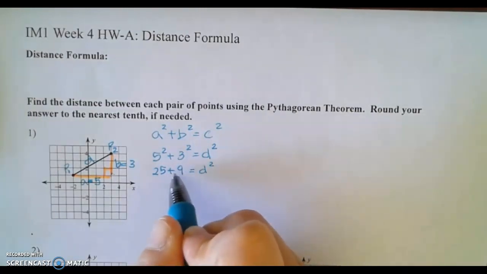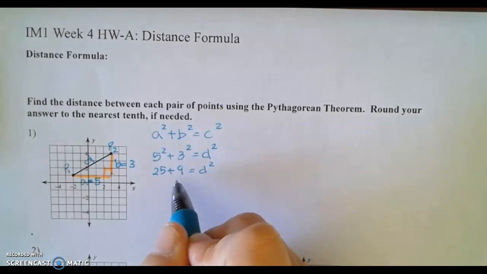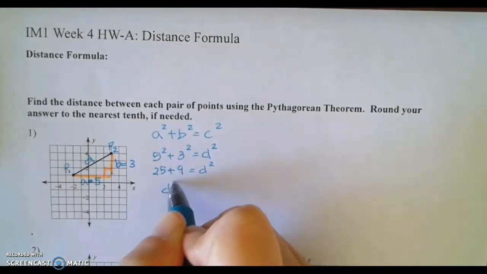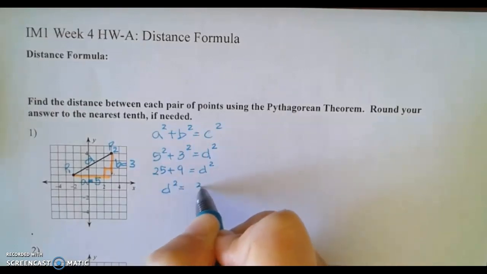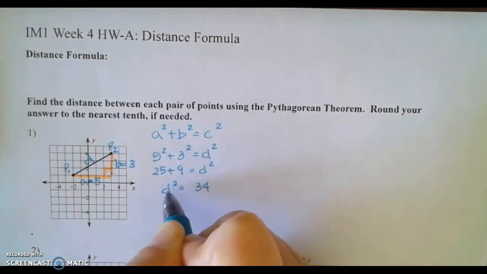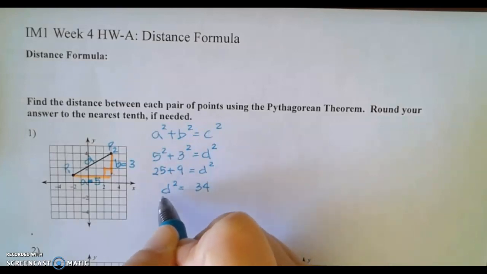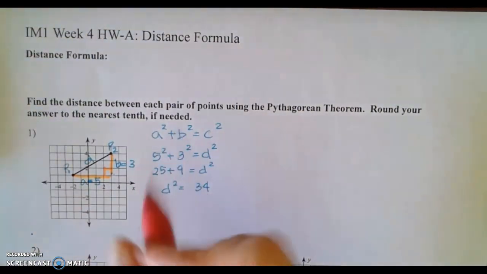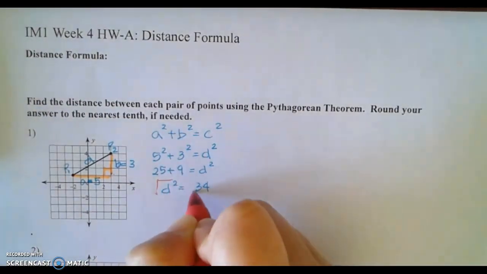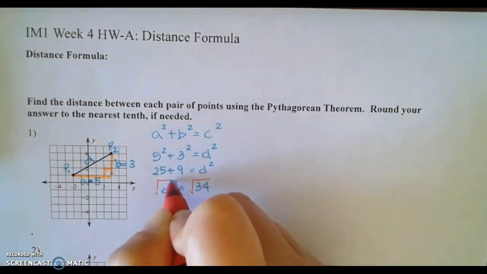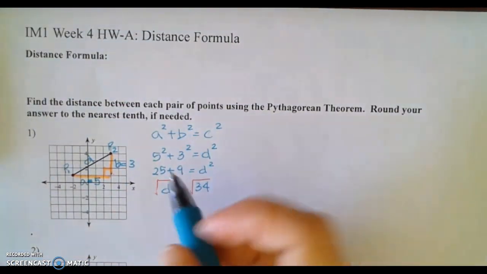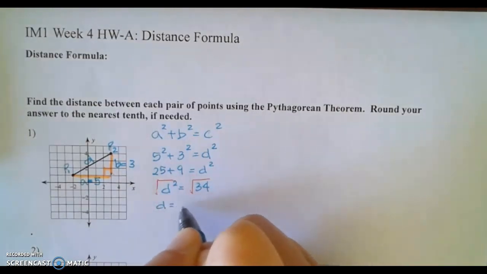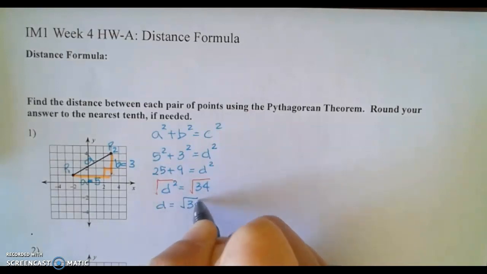Now, 25 plus 9 is 34. So, next line, I am going to write d squared is equal to 34. I'm bringing the variable to the front because it's always nice to have the variable equal to something. So then what do we do next? We need to take the square root of both sides to get rid of this square. Then this becomes d is equal to the square root of 34.